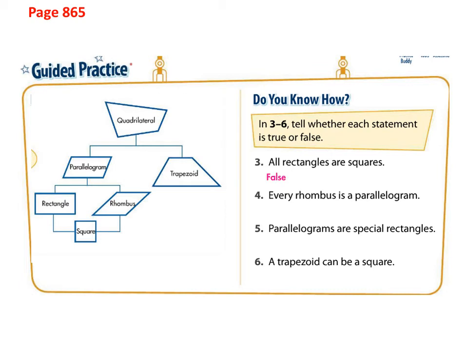Question 4. Every rhombus is a parallelogram. Using the family tree, since the rhombus is below the parallelogram in the family tree, every rhombus is a parallelogram. Yes, it's true.